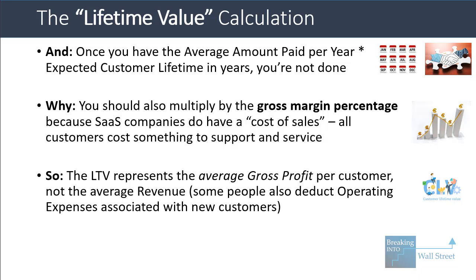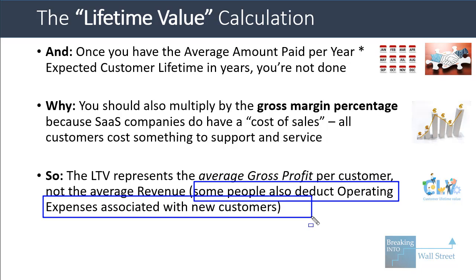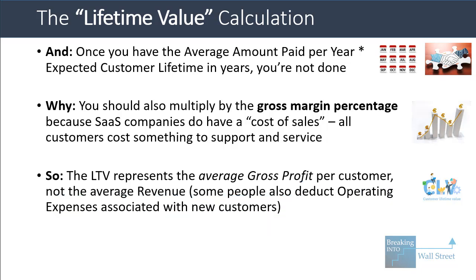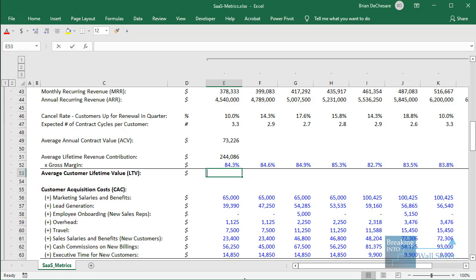And actually, some people go further and also deduct operating expenses that may be directly associated with new customers. We're not going to do that here, but you will see that sometimes, and it further reduces the LTV. So in this case, if we already have the gross margins from elsewhere in the model, we're going to take the average lifetime revenue contribution and multiply by the gross margin percentage.